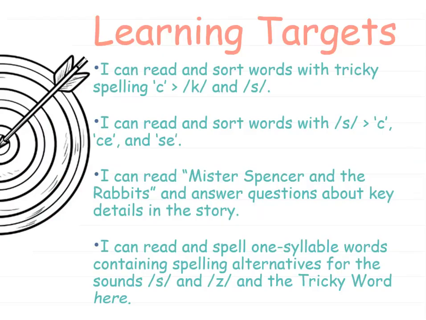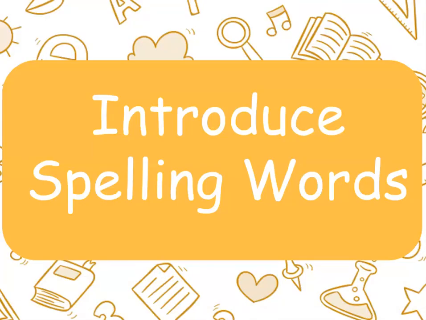Let's review our learning targets one last time. I can read and sort words with tricky spellings, C representing the K and S sound. I can read and sort words with spelled C, CE, and SE. I can read Mr. Spencer and the Rabbits and answer questions about key details in the story. I can read and spell one-syllable words containing spelling alternatives for the S and Z sounds and the tricky word here. Let's introduce our new spelling words for this week.